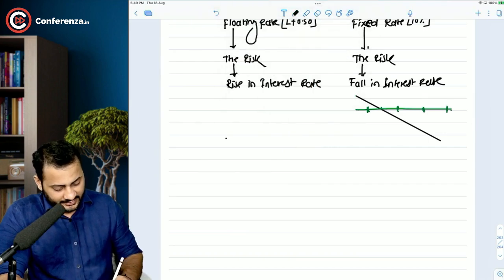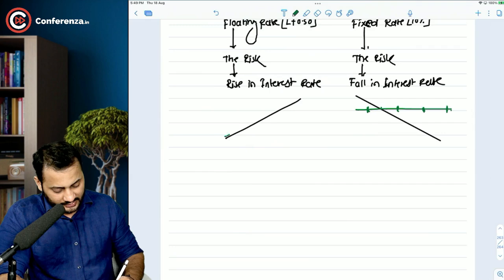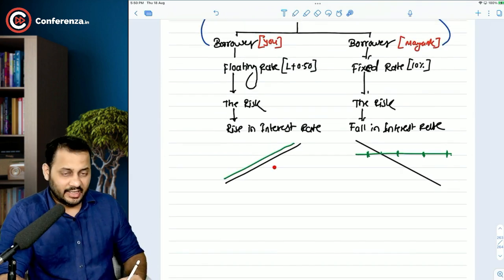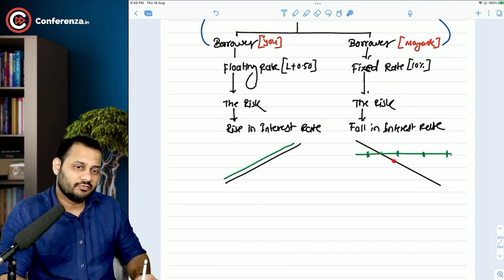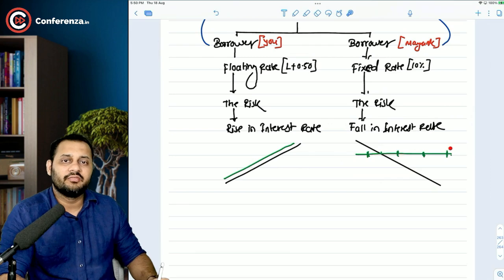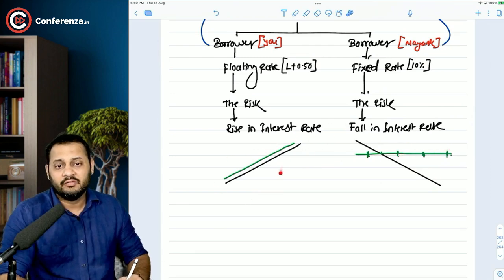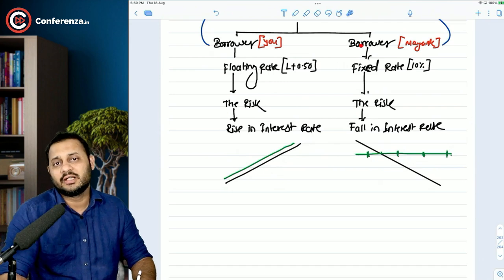In this case, we were expecting that the interest rates will go up, and since we have a floating rate, our payment will also be like this. Do you understand what is happening? With the rise in the interest rate, my cash outflow is also rising. But in this case, with the fall in the interest rate, my cash flow is still fixed. So both the parties are at risk. Understand this situation. When the interest rates are rising, the floating rate borrower is at risk. When the interest rates are falling, the fixed rate borrower is at risk.